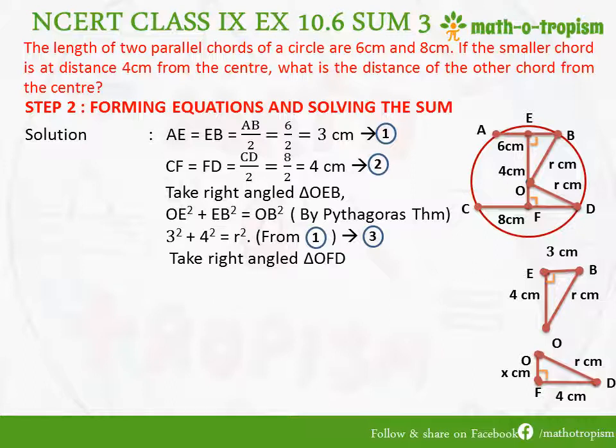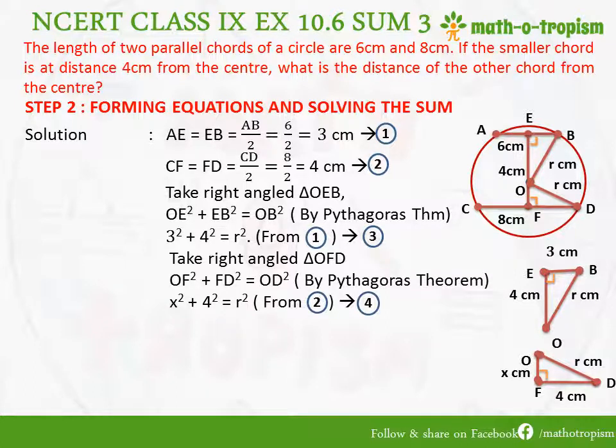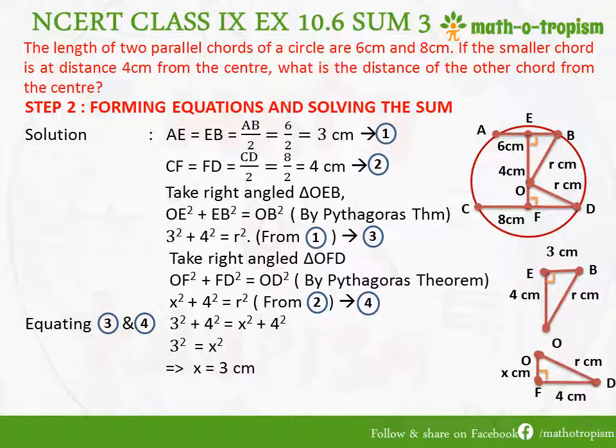Similarly, taking the triangle OFD, by the Pythagoras theorem we have x square plus 4 square is r square. We keep this as equation 4. Equating 3 and 4, since the right-hand sides are equal, the left-hand sides must be equal. So 3 square plus 4 square is equal to x square plus 4 square. Both the 4 squares get cancelled, so 3 square is equal to x square. Taking the square root on both sides, we get x is equal to 3 centimeter. Therefore, the distance of CD from the center is 3 centimeter. Thank you.